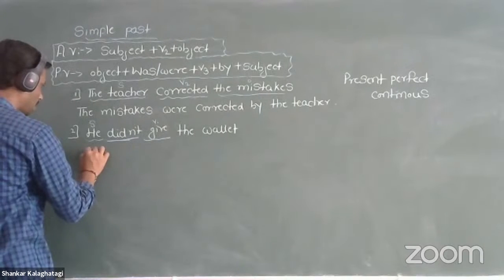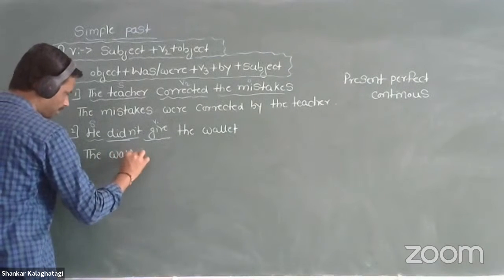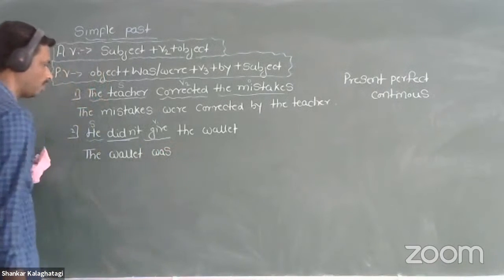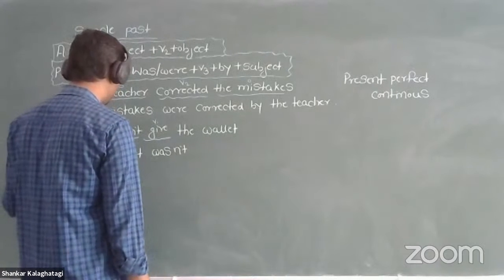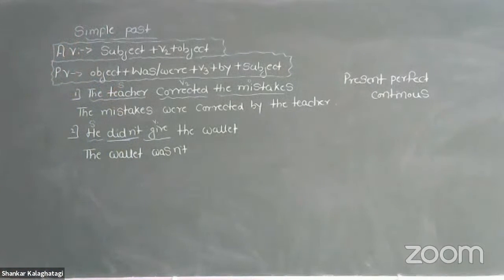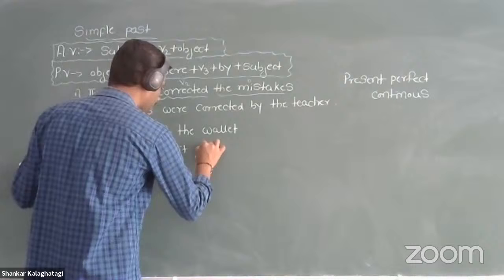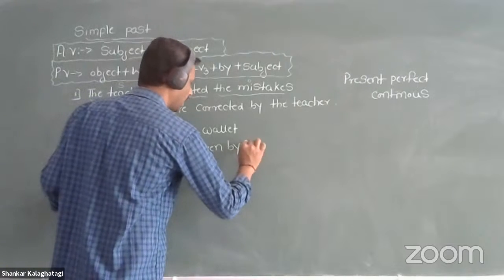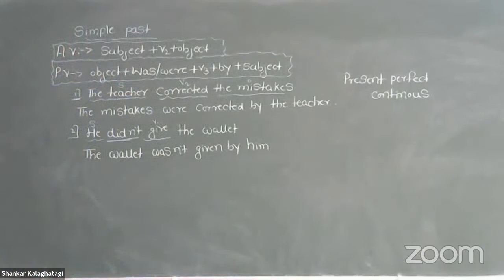Now the wallet is our object. Write it. The wallet. The wallet is singular, so for it we have to use was. The wallet was. So make it negative. The wallet wasn't. Give, third form. What is the third form of give? Given. Simple. The wallet wasn't given by. Okay. So he is changed to him. The wallet wasn't given by him. Simple.